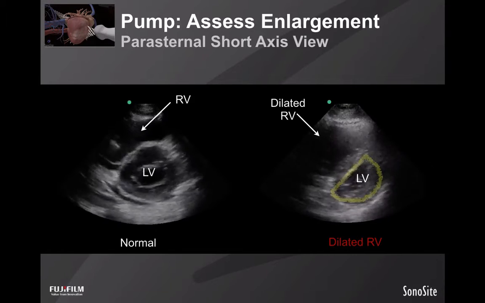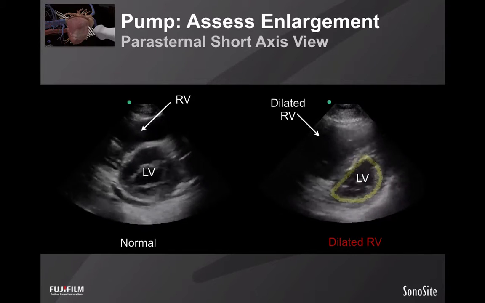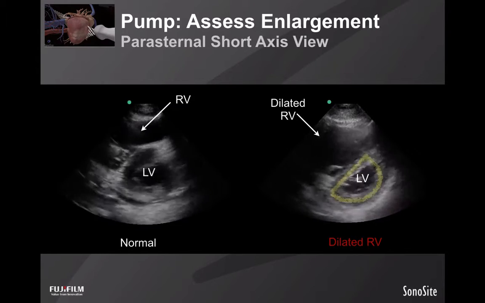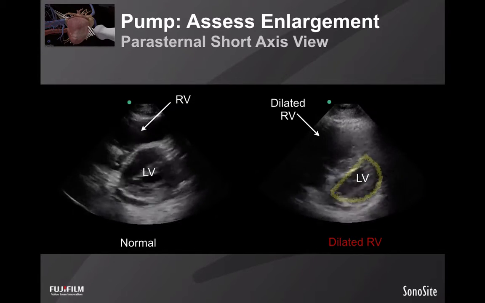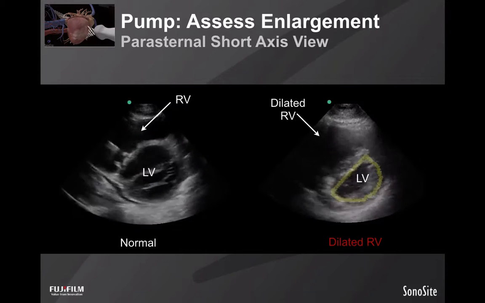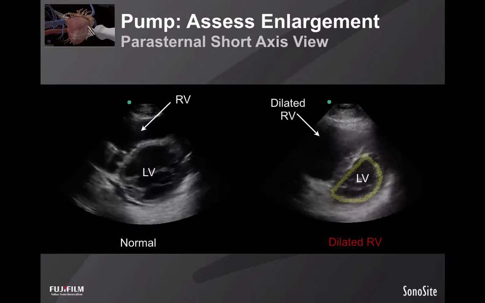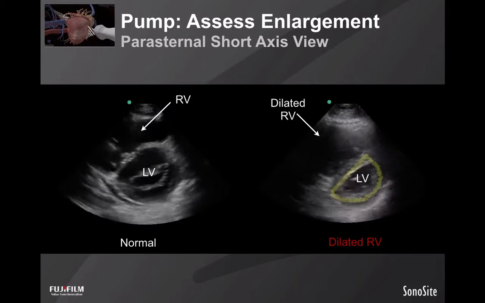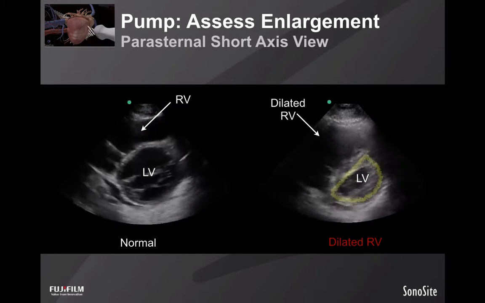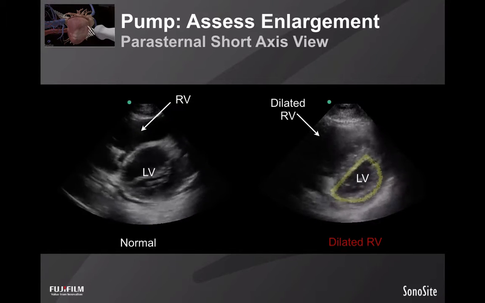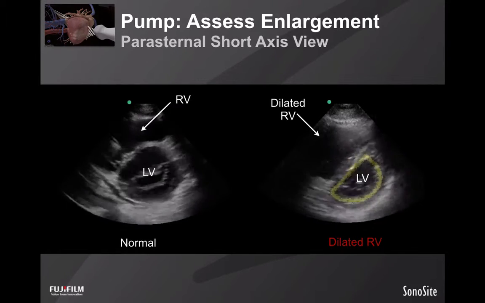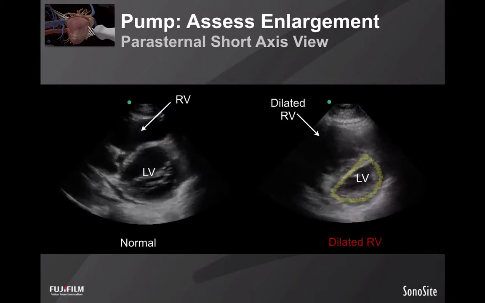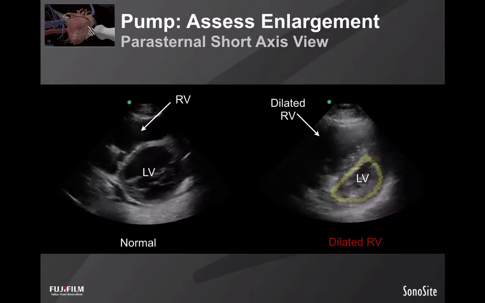Another view to assess the size of the right ventricle is the peristernal short axis view. Here we rotate the transducer from the peristernal long axis 90 degrees so that the probe marker is towards the patient's right hip, cutting a plane through the heart in short axis, allowing us to assess the size of the right ventricle. A sign of right ventricular strain is flattening or bowing of the interventricular septal wall. Increased right-sided pressure causes a D-shaped left ventricle.